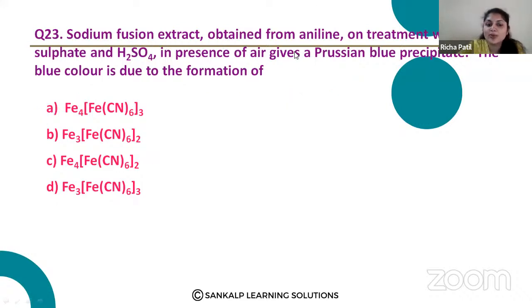Sodium fusion extract obtained from aniline on treatment with iron sulfate and H2SO4 in the presence of air gives you a Prussian blue precipitate. This blue coloration is due to the formation of what? Ferric ferrocyanide. Okay, A is the correct answer. So this is the other way of asking the question.